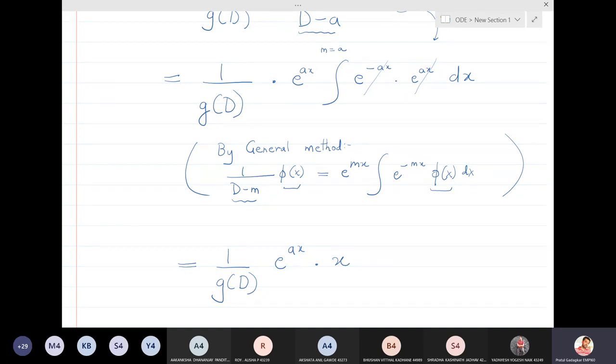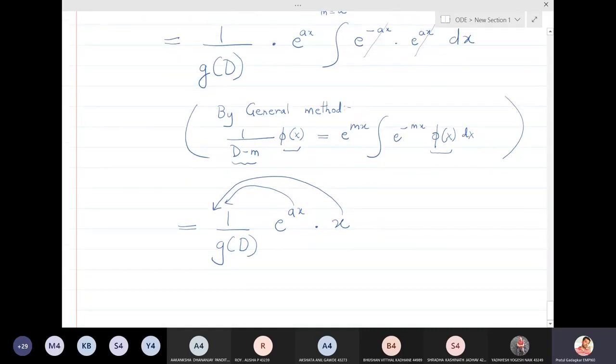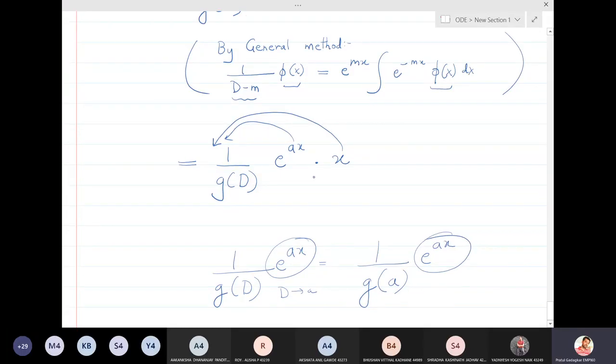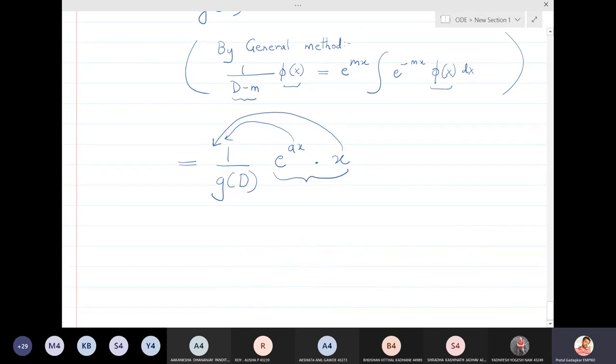Now this x cannot come outside this integration, and this e power ax also cannot come out of this integration. So it is as good as looking at the integral of e power ax into x, with which I am really not comfortable, because I know I can use the shortcut formula. The shortcut formula for g of D: 1 upon g of D e power ax is equal to 1 upon g of a e power ax. I'm just replacing f by g, and D will be replaced by a. The shortcut formula is only for e raised to ax, not for e raised to ax multiplied by x. So the crux of this entire story is that I will be getting stuck here and cannot move ahead.